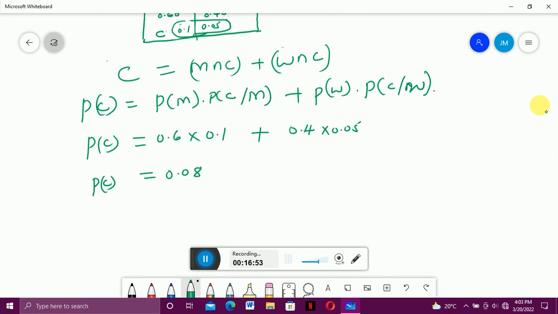Next time, we are going to see a theorem that is related to the total probability rule called Bayes' theorem.